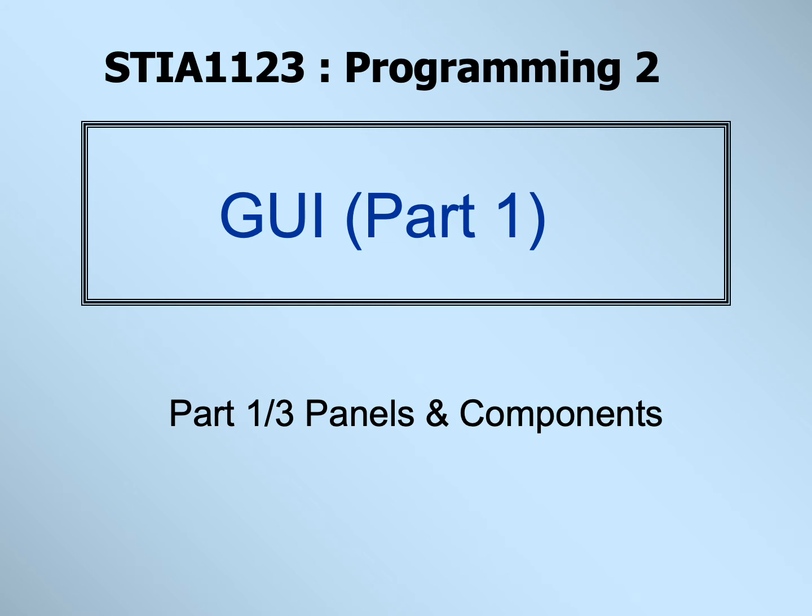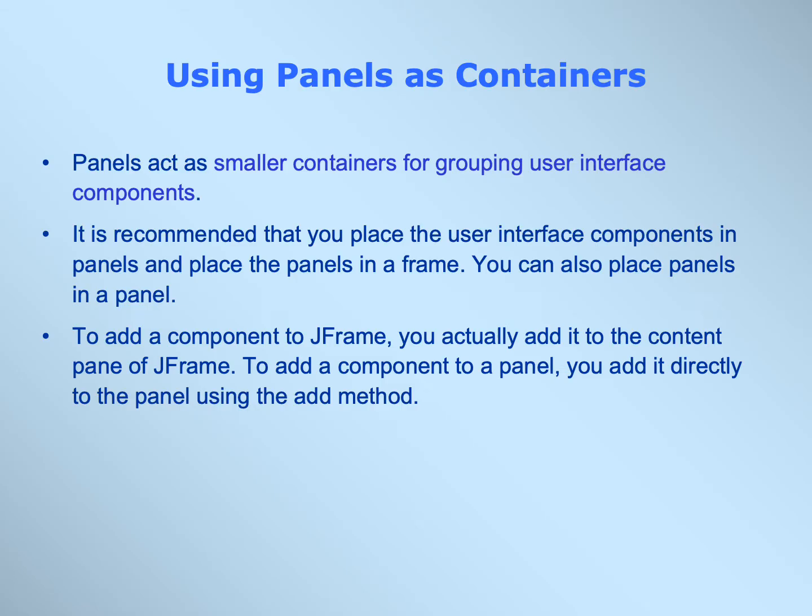We are going to continue with GUI Part 1 and look into JPanels and also the components. Using panels as containers. Panels act as smaller containers for grouping user interface components. It is recommended that you place the user interface components in panels and place the panels in a frame. You can also place panels in a panel.